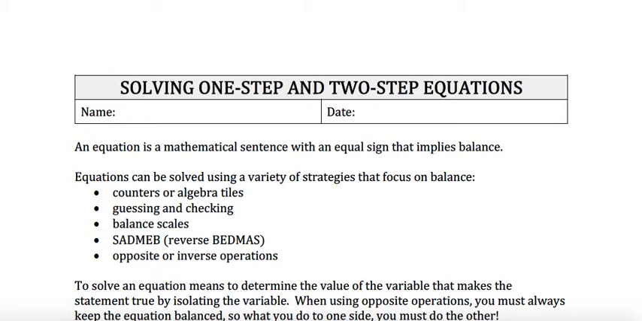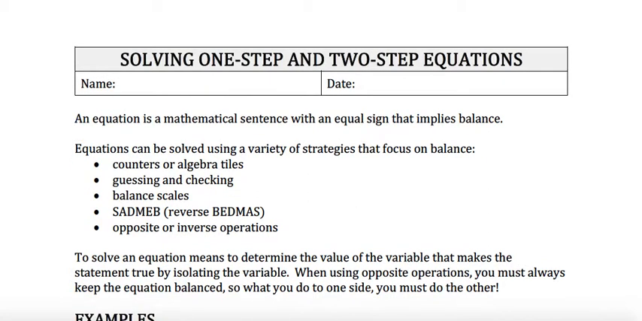In elementary school, you may have done some preliminary equation balancing using counters or even algebra tiles. When the equations are easy enough, sometimes we can solve them using a guessing and checking method. You may have been introduced to the concept of balance scales. And we're going to focus on the last two strategies using SEDMIB, which is reverse BEDMAS, and opposite or inverse operations. So the last two are the ones that we're going to focus on in our unit.